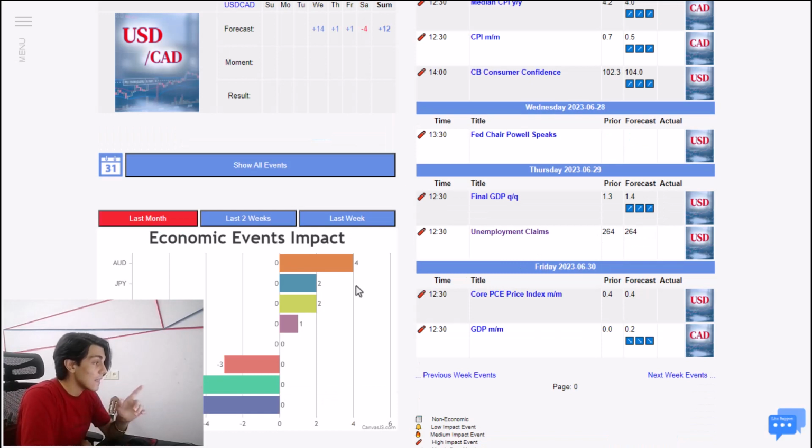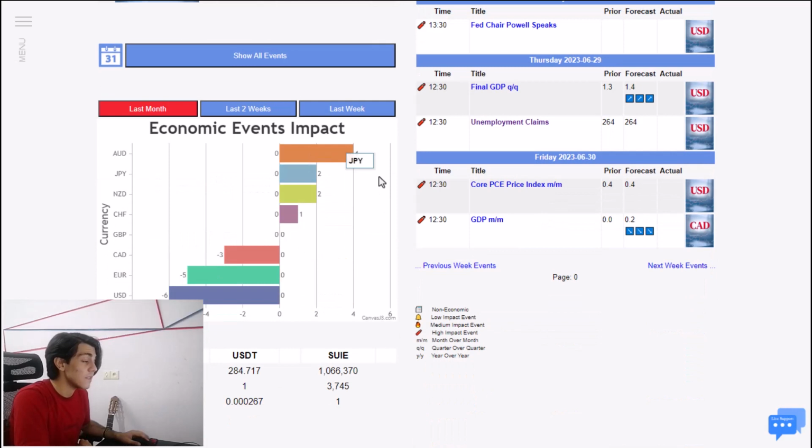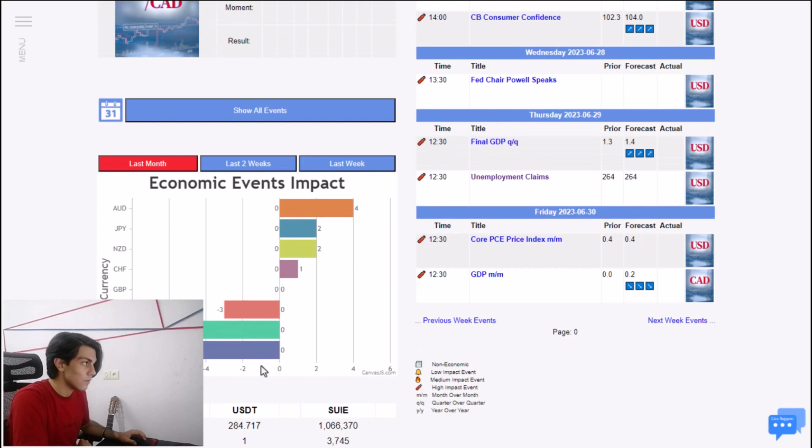Okay, there is actually a lot of positive news that is going to impact the price of USDCAD in a positive way, which actually scares me. But if we take a look at this chart right on the left side, we can see that the USD has the most negative impact on the market, or it's better to say it had the most negative impact on the market through the last months.